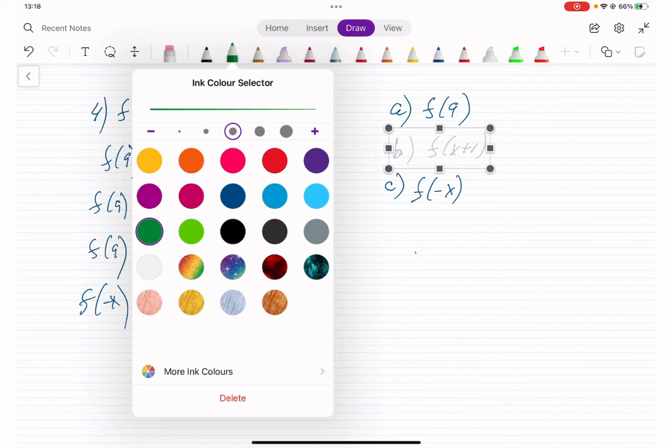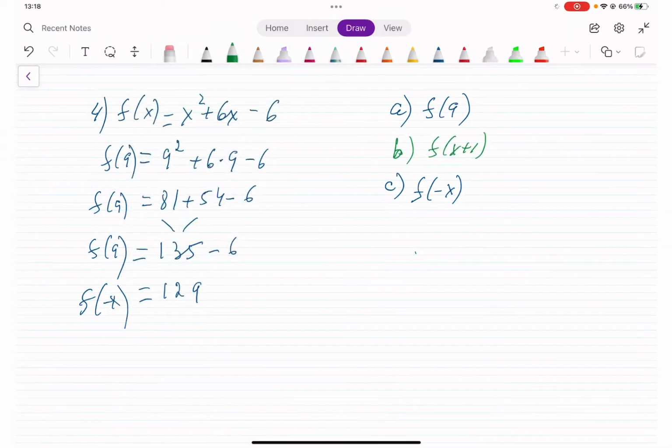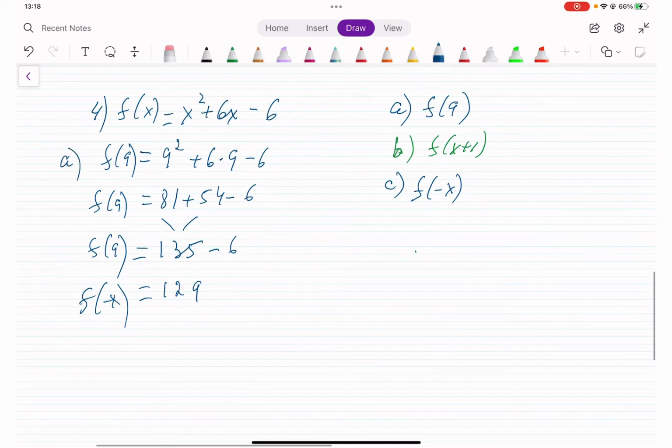Let me take dark green. There we go. So this was A. Now we are doing B. F of x plus 1, that is equal to x plus 1 squared plus 6 times x plus 1 minus 6.